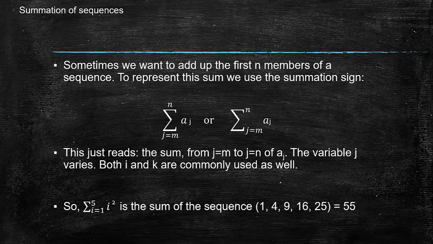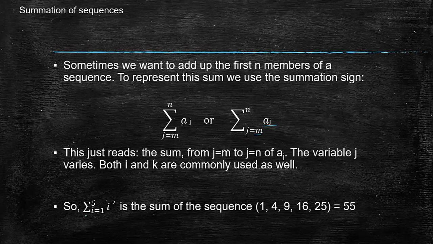Now, to finish up, sometimes we want to add up the first n members of a sequence, and to represent this sum, we just use the summation sign, which you're probably familiar with. So if we write down the formula for any given sequence, the capital Greek letter sigma with j equals m on the bottom and n on the top is the summation sign, and it just tells you that your initial j is some number, in this case m, and you're summing everything from m to n.